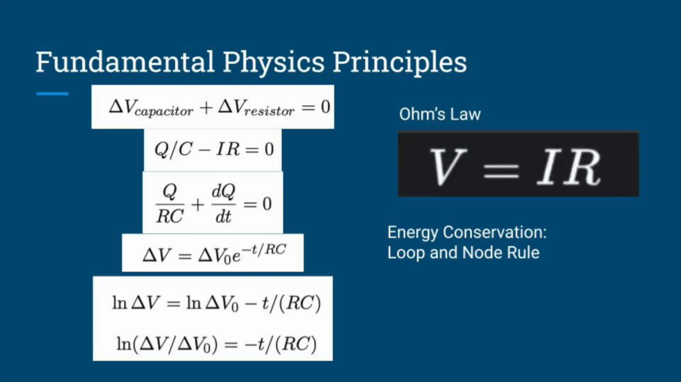Because delta V across the capacitor is proportional to Q, this is also the differential equation for delta V. So we can find that delta V is equal to delta V naught e to the negative t over RC. And a plot of natural log of delta V over delta V naught versus t should give us a straight line with a slope of negative 1 over RC, where RC is the time constant of the circuit.